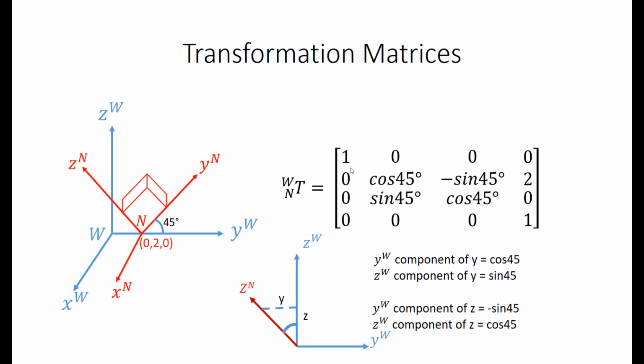So this makes up the whole matrix. We have 1, 0, 0 for the x component because the two x-axes are aligned. For y, we get 0, cosine 45, sine 45. And then for z, we get 0, negative sine 45, cosine 45. And lastly, the position vector is 0, 2, 0.